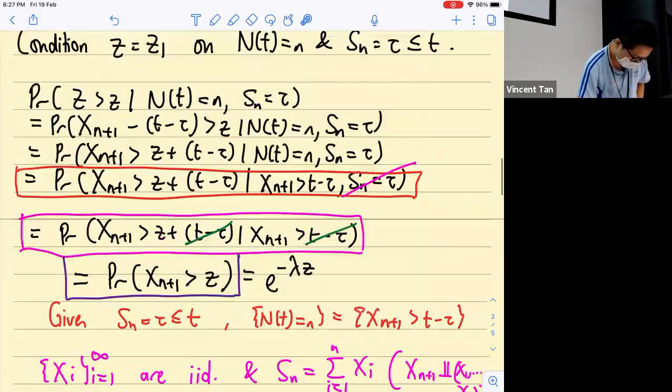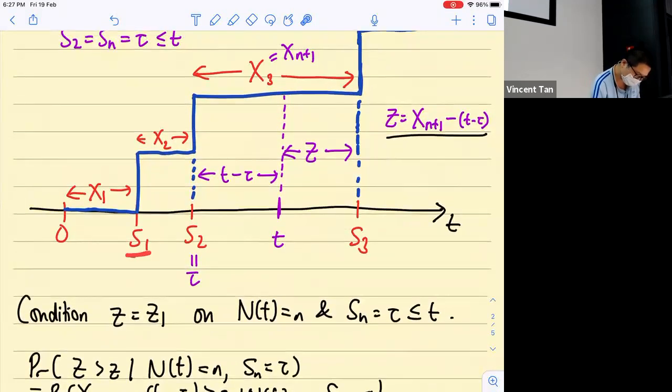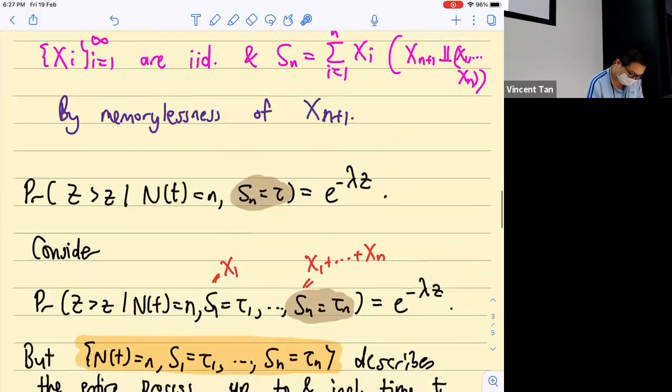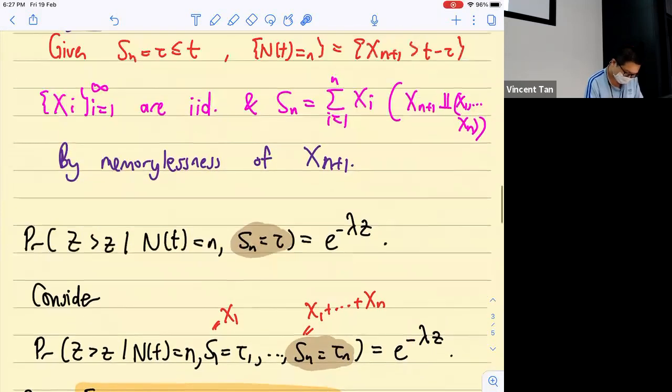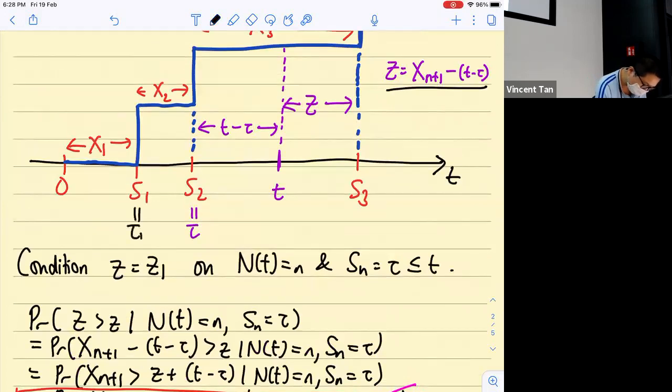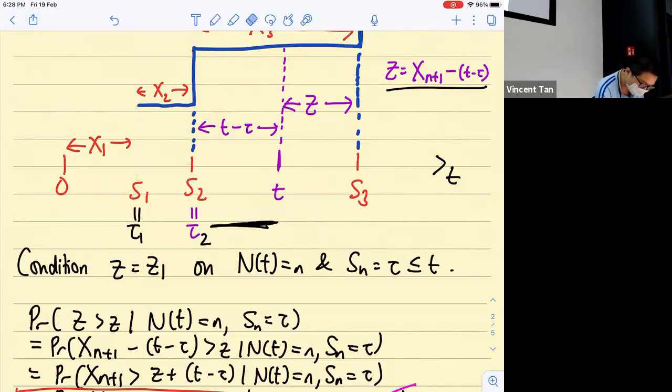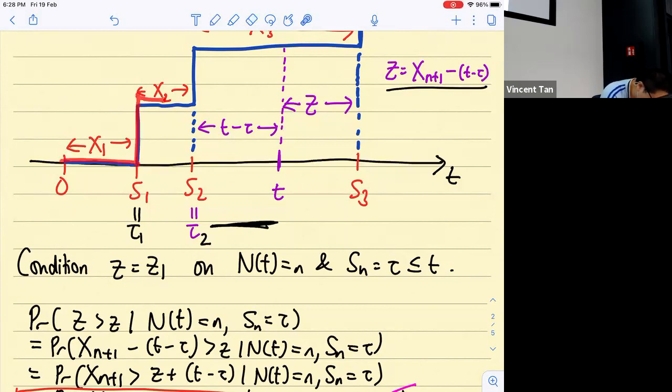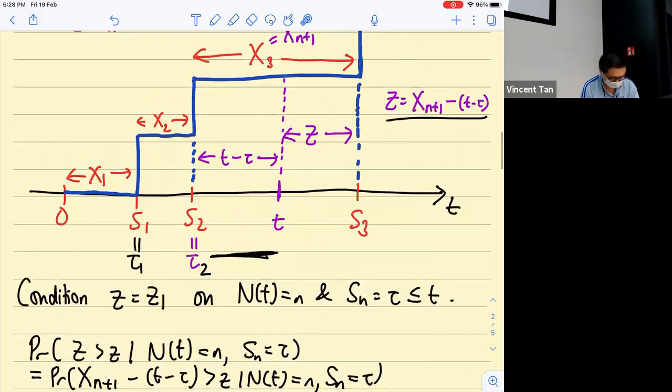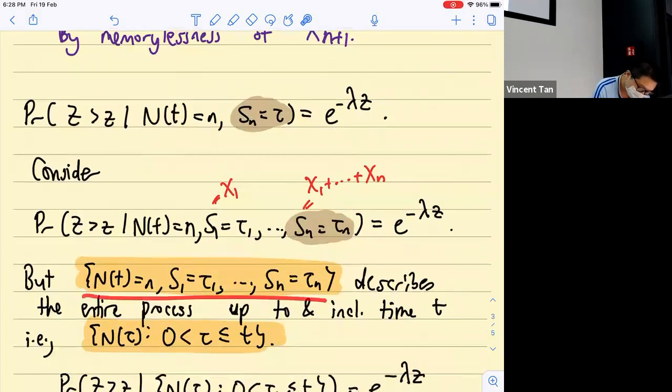In particular, if you are not convinced, this is my S_1, this is my S_2, and this is my S_n, or this is my N_t, this is my t. If I know this, let's say only S_1 and S_2, then I will know that I have an arrival at tau 1 and an arrival at tau 2, and there is nothing happening here. So I can draw this entire curve from here up to this point. So what I have done is described this entire process up to and including time t. That's what this is saying here. I do not know whether you're convinced or not, but I am convinced that this describes the entire process up to and including time t, i.e. this yellow part. I just drew a picture for you.